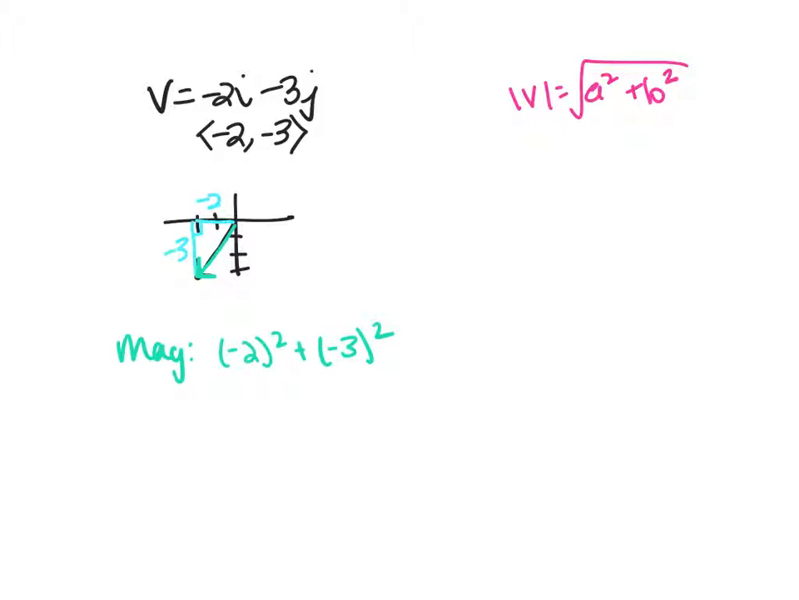So we do our Pythagorean theorem. We get 4 plus 9, which gives us 13. And then we have to take the square root of that. So our magnitude is root 13. And now we need the direction angle.